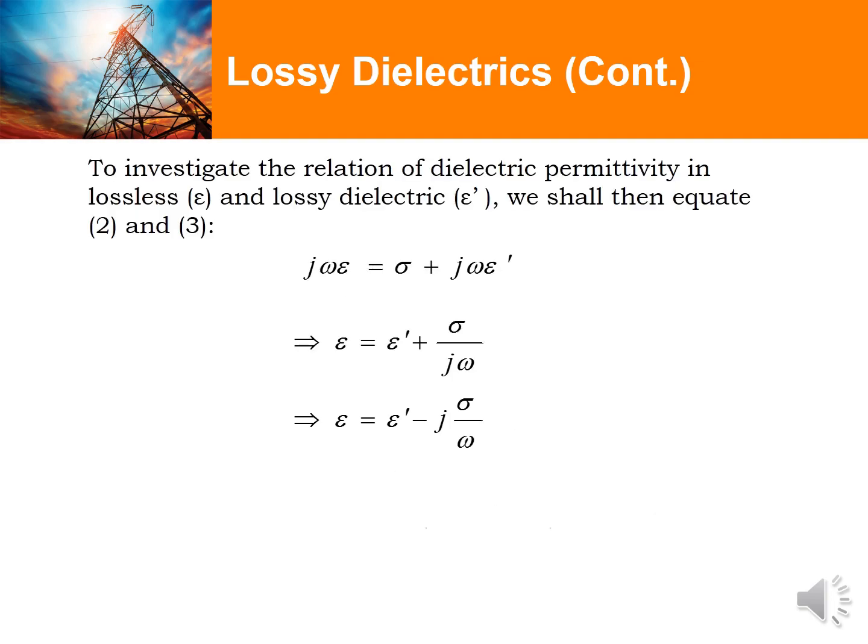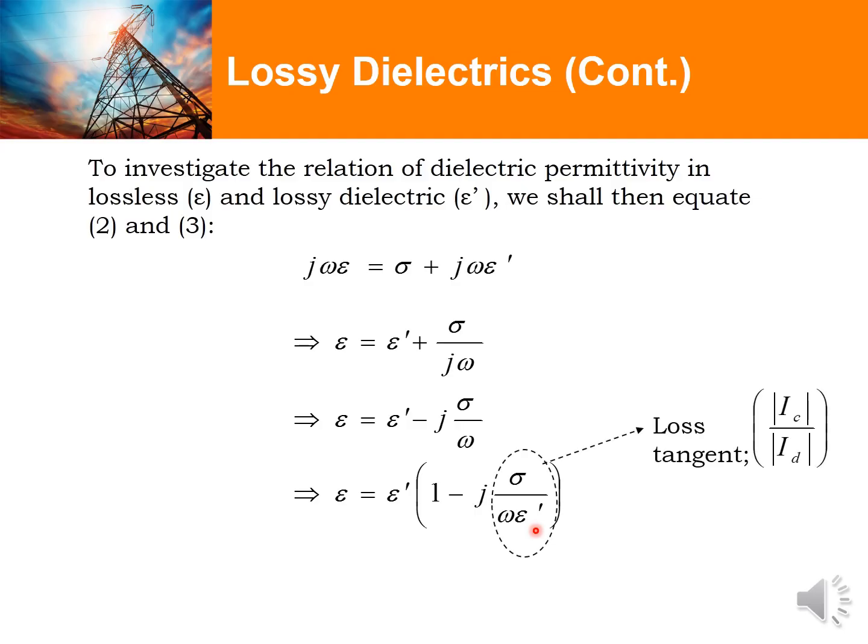To investigate the relation of dielectric permittivity in lossless and lossy dielectric, we shall equate equation 2 and equation 3 previously shown. We can therefore write that j omega epsilon is equivalent to sigma plus j omega epsilon prime. Dividing all the mathematical terms with j omega, we get this relation that can also be written as this mathematical expression. If we factor out the lossy dielectric permittivity, we get this relation, and this term here, which is sigma divided by omega epsilon prime, is equivalent to the loss tangent. The loss tangent describes the relation between conducting current as well as displacement current.